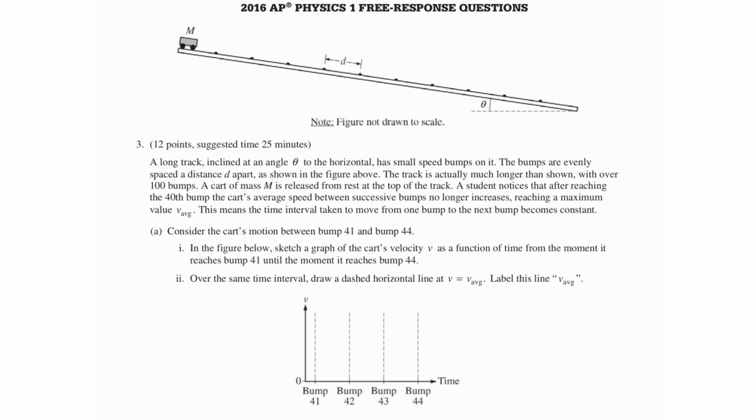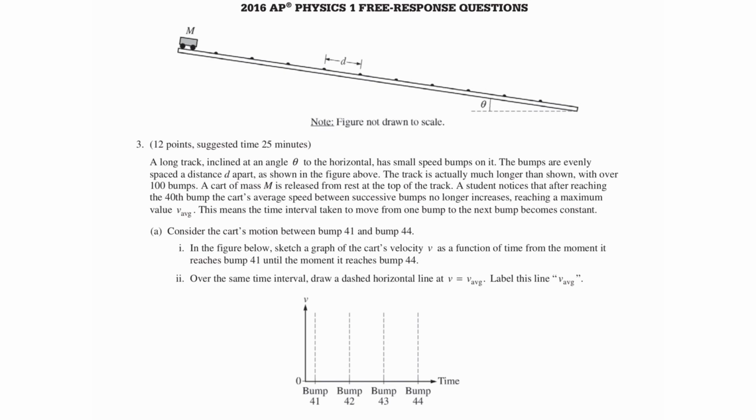The track is much longer than what's shown, and there's a student that notices after the cart gets to the 40th bump, the average speed between the successive bumps no longer increases and has a maximum value of V average. And after that, the average velocity of the cart is constant, but still it's affected by the bumps that are on the track.